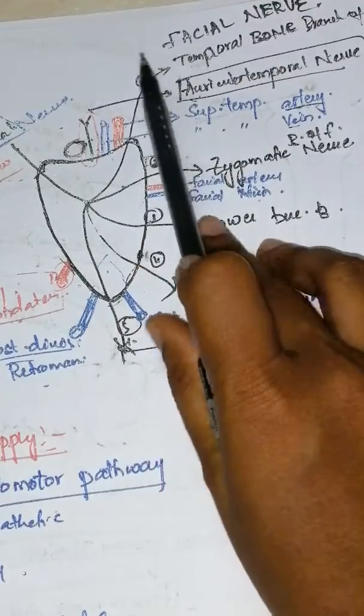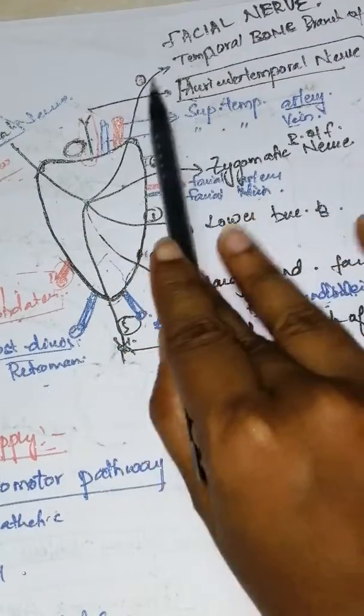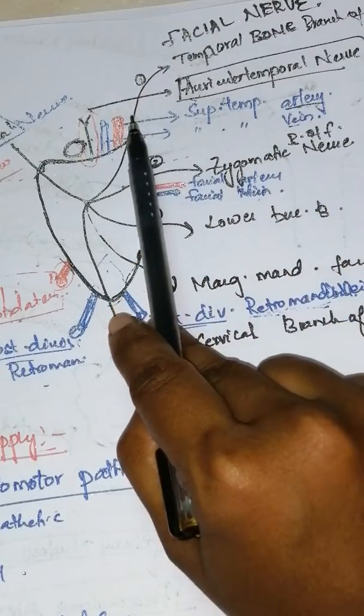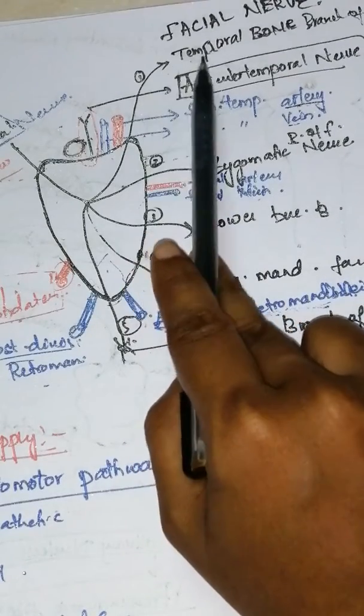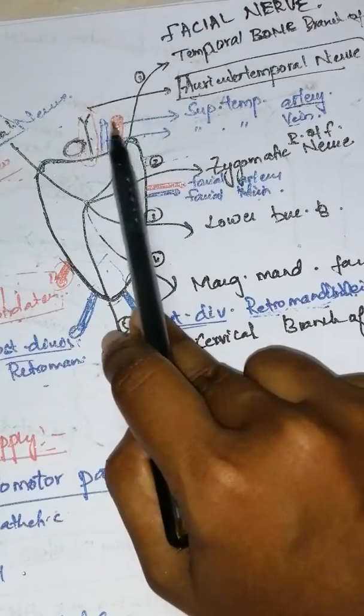Here on the upper side, there is a bone present beside the forehead on the left side. That bone is called the temporal bone. So I think you already know that. According to that temporal bone, the names will be given to the arteries and nerves.